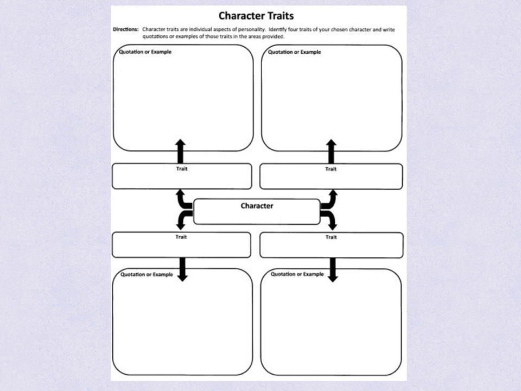If you're doing a character analysis, this organizer is kind of like an advanced bubble map. We start with the character in the middle and we start describing him or her with the traits right here. After we've described the character with these preliminary bubbles, we go on to support each trait with a quote or textual evidence.